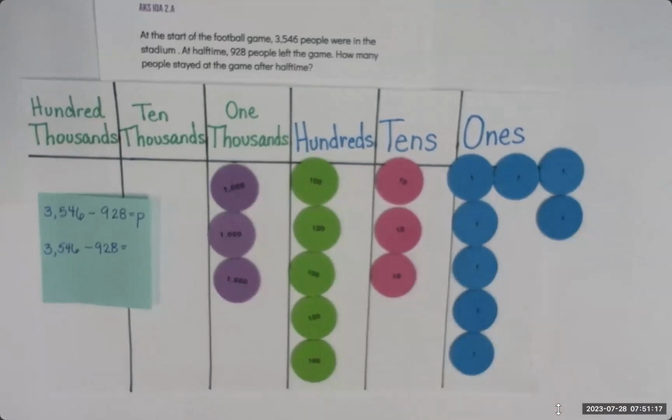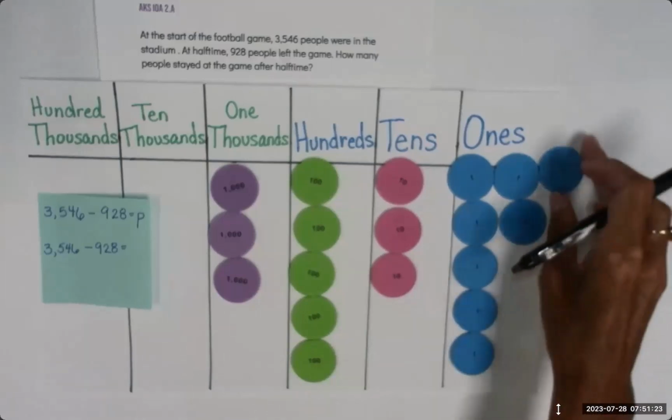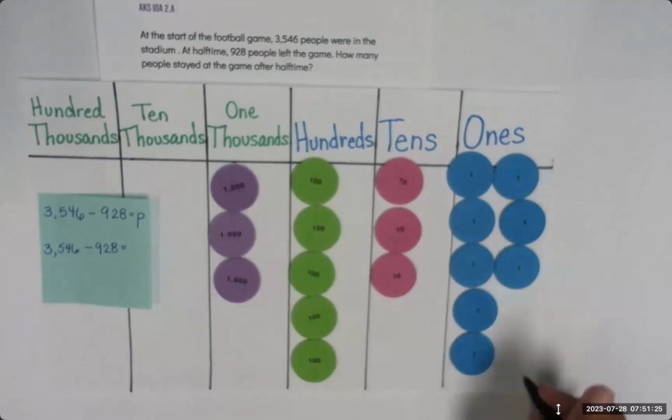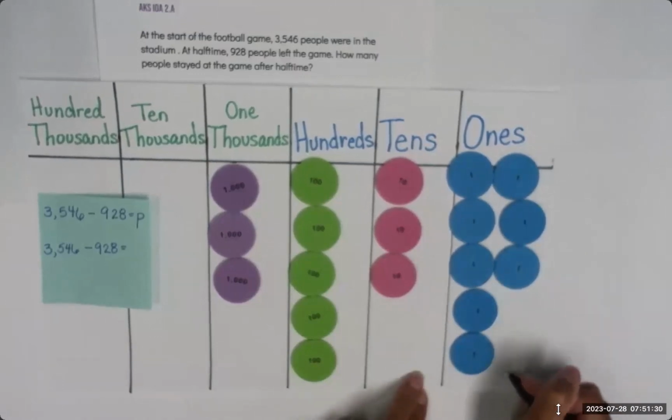And I'm going to jot how many ones are left here. And I see that there are 8 ones left right now. So I'm going to write that right here. 8 ones.